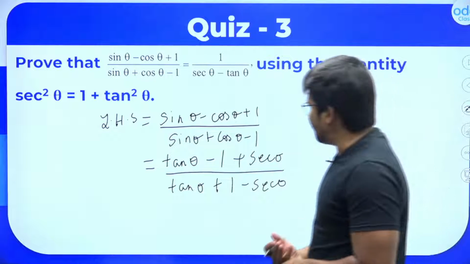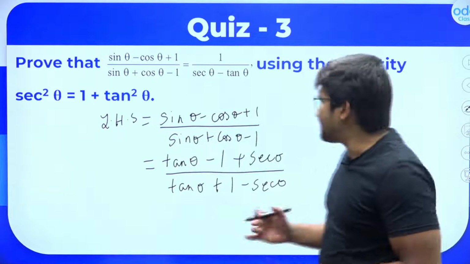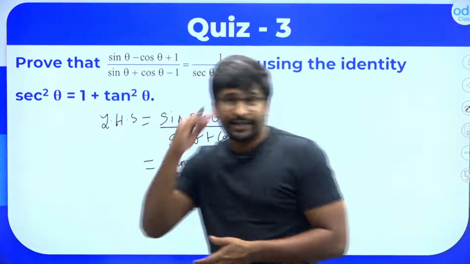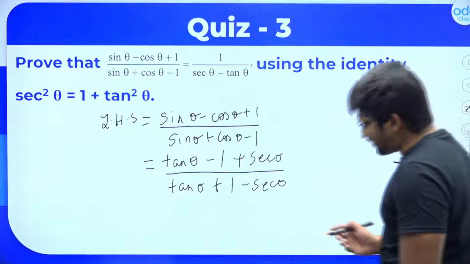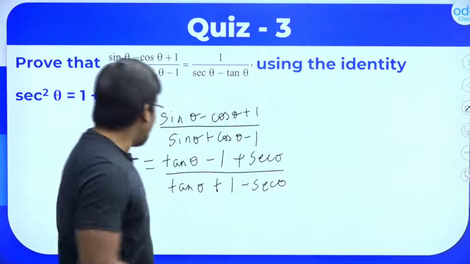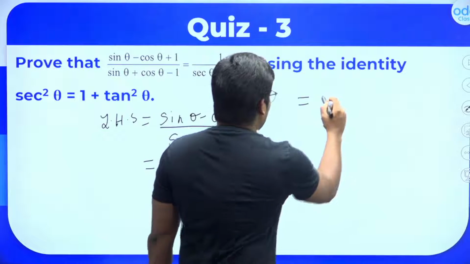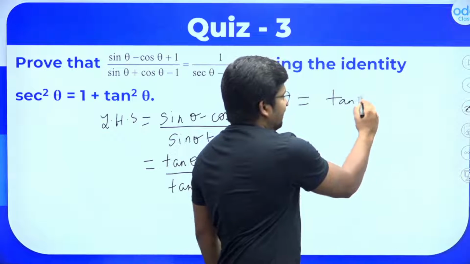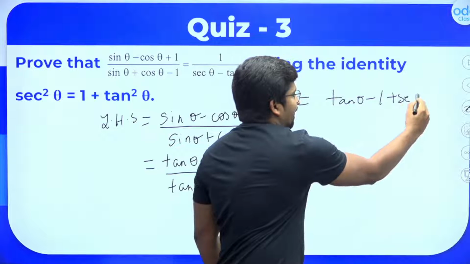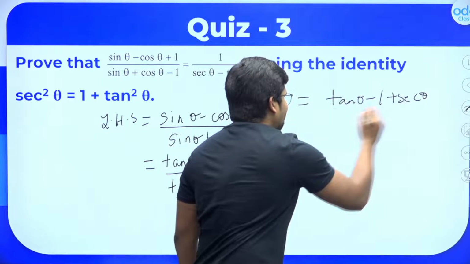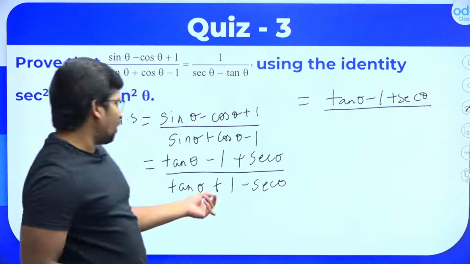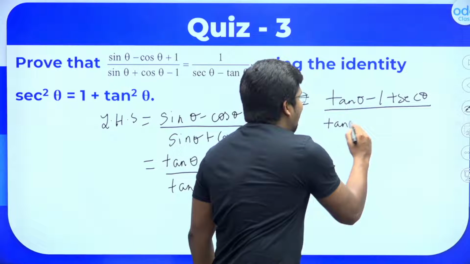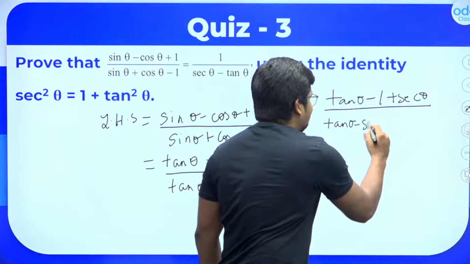Now let's observe one thing. In the right hand side, the numerator has to become 1. How can you make the numerator 1? That should be your thought here now. So the numerator is now tan theta minus 1 plus sec theta. You can write the numerator like this. And in the denominator, what is there? Tan theta plus 1 minus sec theta, which can be written as tan theta minus sec theta plus 1.